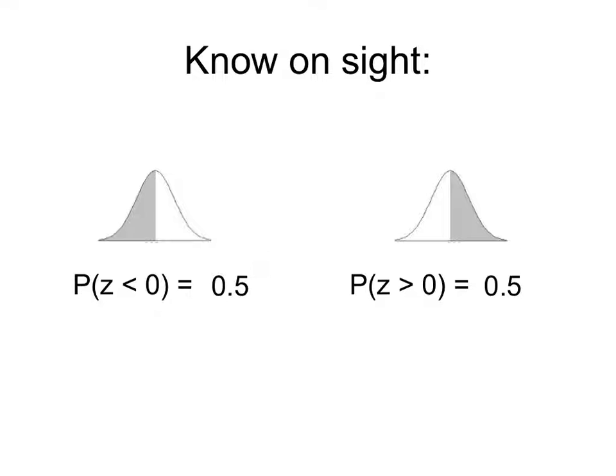Now, since 0 is the mean and 0 is in the middle, if I go less than the mean or if I go greater than the mean, both of those values are 0.5. So the probability is 50-50 whether you go above or below the mean. That comes from the mean also being equal to the median. The median, half is above, half is below.